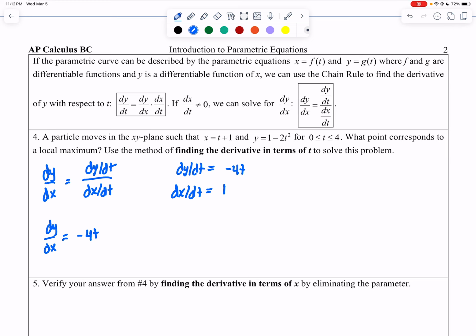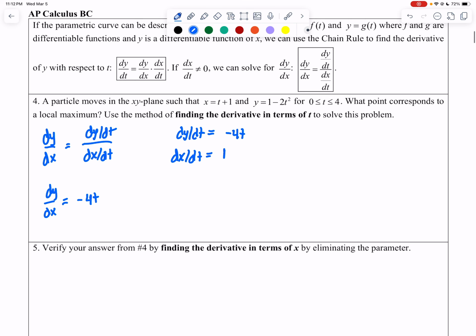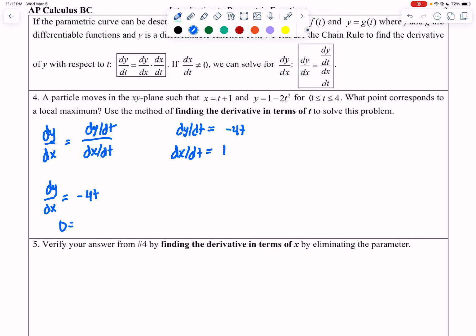Now, if dy/dx is equal to negative 4t, I'm going to set that equal to 0 because I need to find a critical point. And if I have a critical point here, that is going to be, guess what? t is equal to 0. Now, if t is equal to 0 here, and we have negative 4t, I know going to the left is going to be positive, and going to the right will be negative, which means that we will have a relative maximum at t is equal to 0. Well, not time, because we don't know if it's actually time or not.